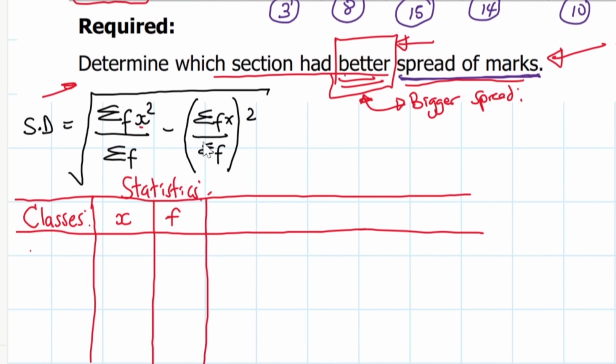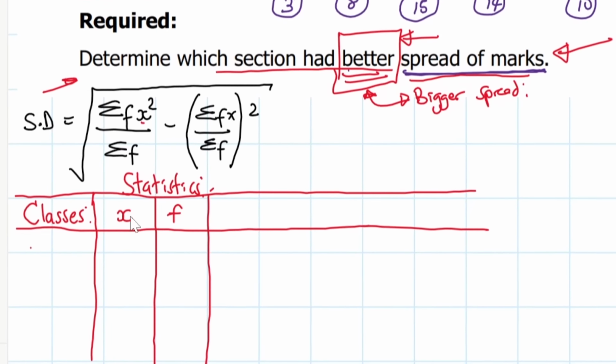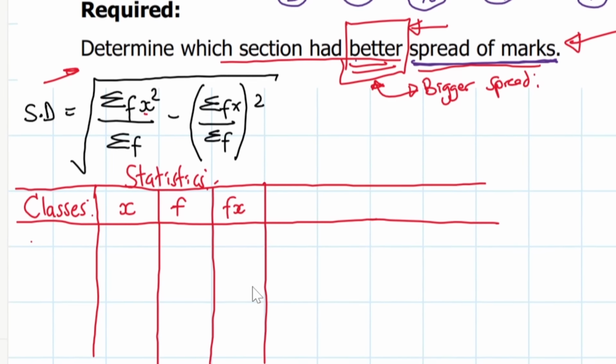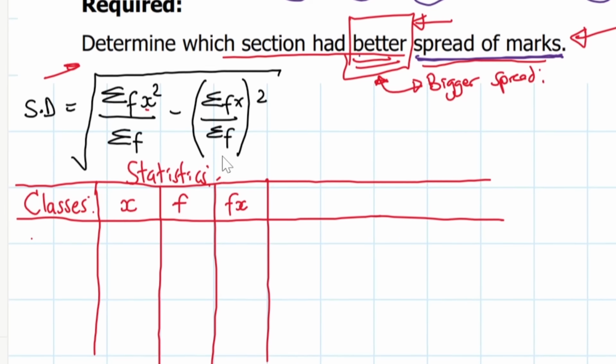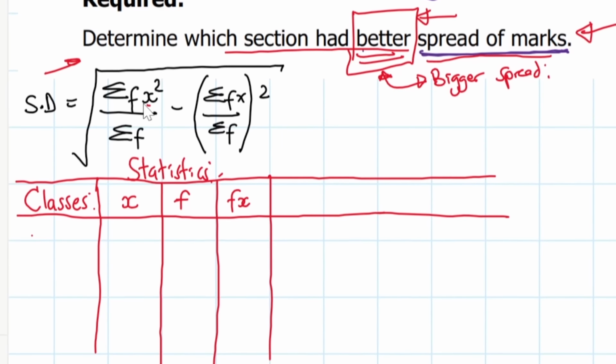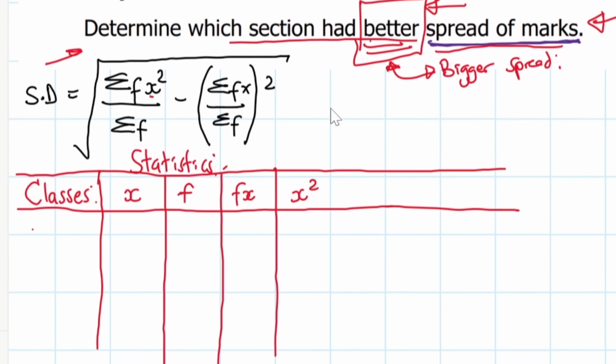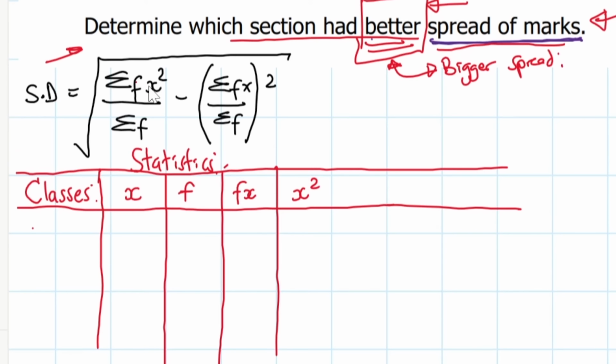Okay, let's get started with the thing for mean. We have f times x. We are going to need that figure. Then also we are going to need the value of x squared right there. So we're going to do that, x squared. Then also we are going to need f times x squared, the summation, like that. So that is for statistics.